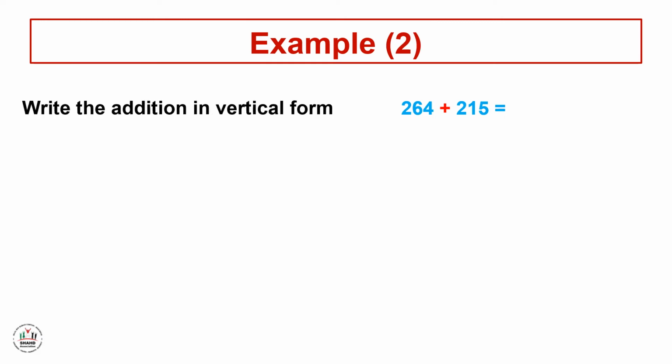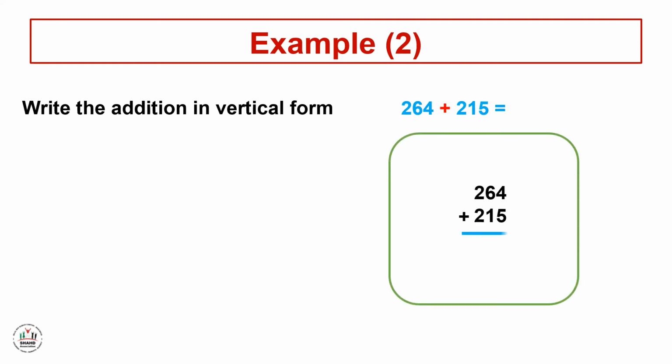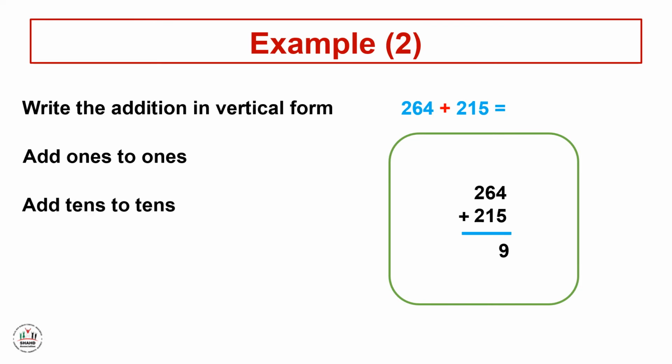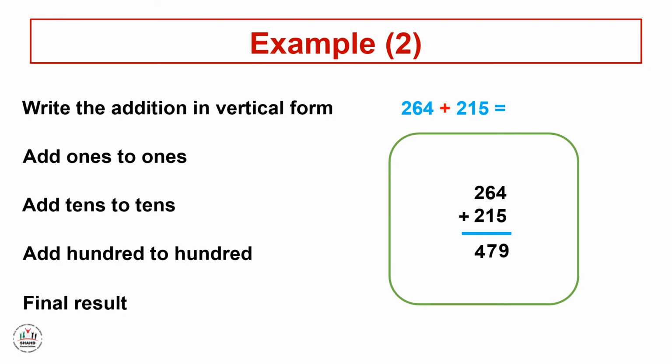Example 2. 264 plus 215. The first step, write the addition in vertical form. We write it like this. The second step, add ones to ones. In the first number we have 4 ones, and in the second number we have 5 ones. So 4 plus 5 is equal to 9. The third step is add tens to tens. 6 plus 1 is equal to 7. The fourth step, add hundreds to hundreds. So 2 plus 2 is equal to 4. And then final result. So 264 plus 215 is equal to 479.